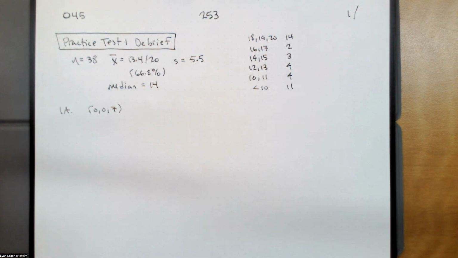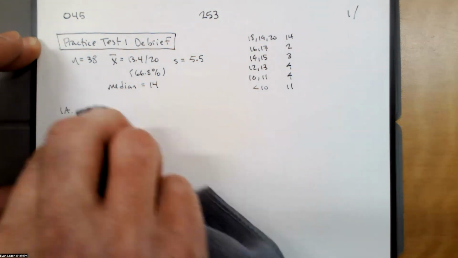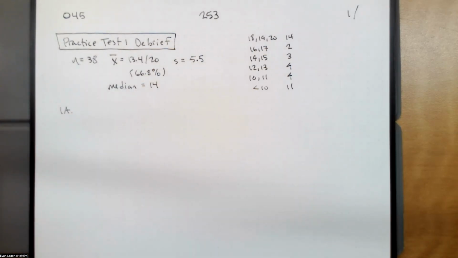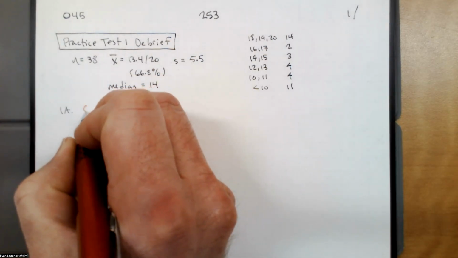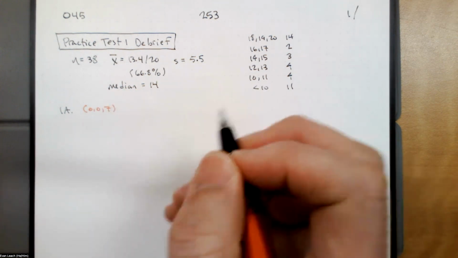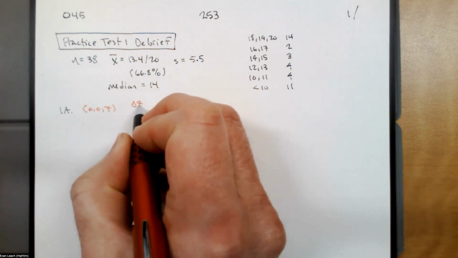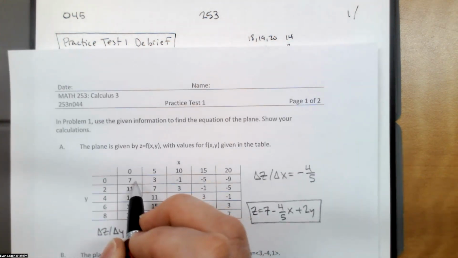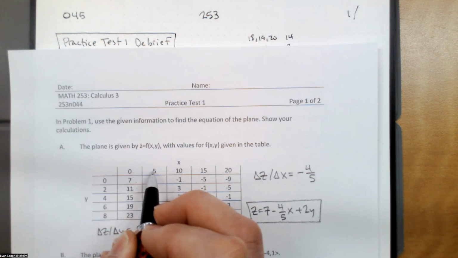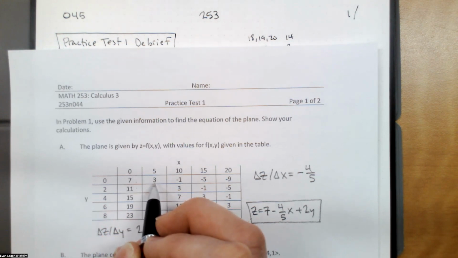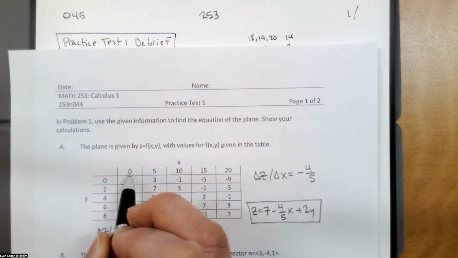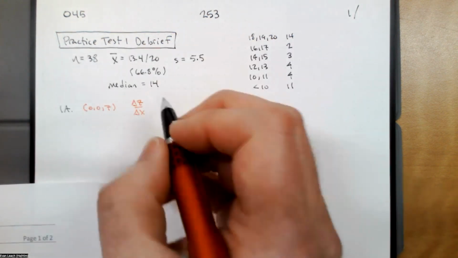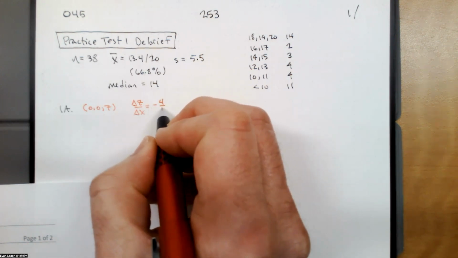And then we just look at the change in z divided by the change in x and the change in z divided by change in y. So in 1A, we have a point 0, 0, 7. And we've got a change in z with respect to x. If we look at the table of values, when x increases by 5, z is decreasing by 4. 7 minus 4 is 3. 0 plus 5 is 5. So the change in z with respect to x is negative 4/5.